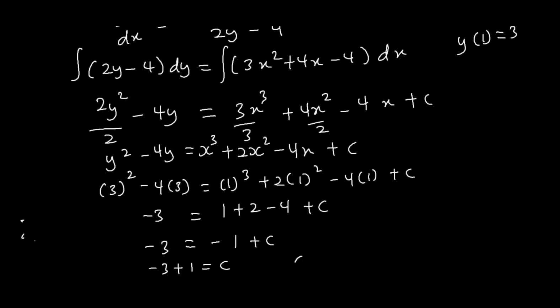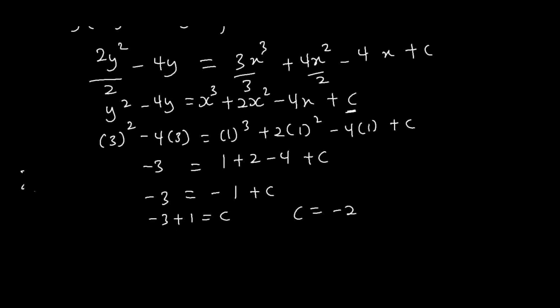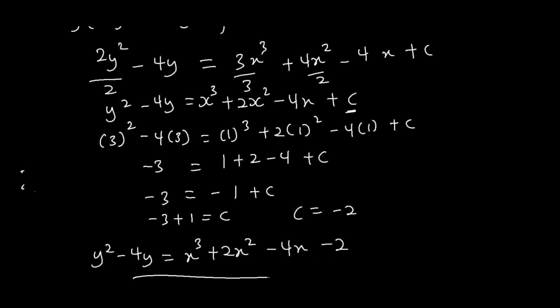So that gives us C to be equal to minus 2. So to get the particular solution, you have to substitute this minus 2 in place of C here. So we now have the particular solution: y squared minus 4y equals x cubed plus 2x squared minus 4x minus 2. So this will be a solution given the initial condition that we're given.